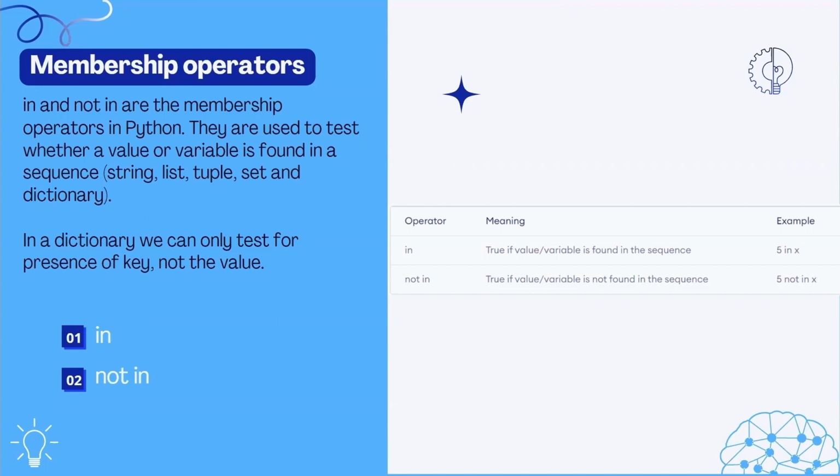Membership operators are two types, in and not in. In operator returns true if the sequence with the specific value is present in the object. In short, value is present in the sequence.